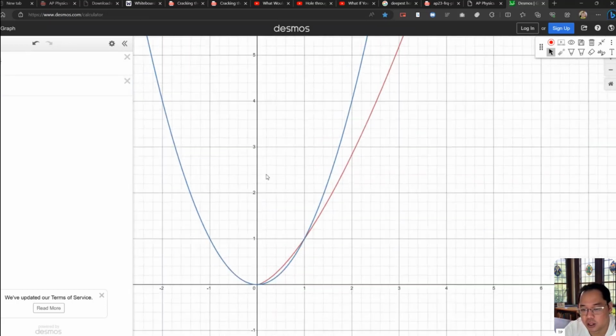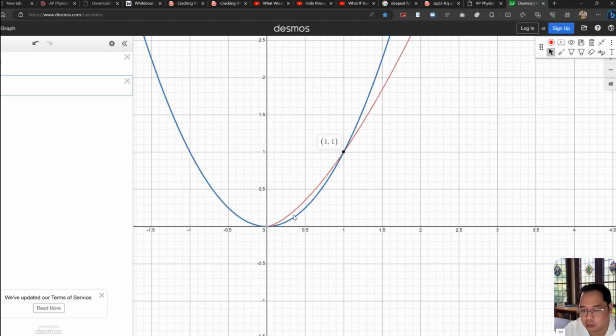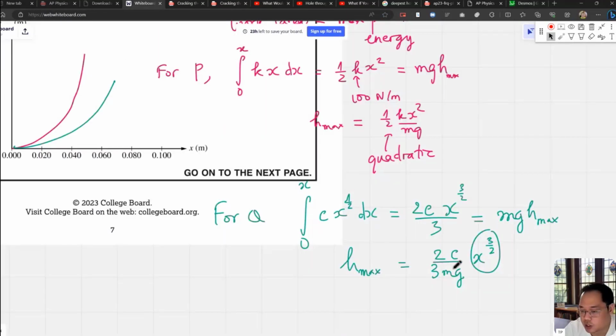So this is our graph. The red one, power 3 over 2, is above the quadratic, but the coefficients are different. The coefficient here is 2c over 3 mg. The coefficient here is 1/2 k over m.